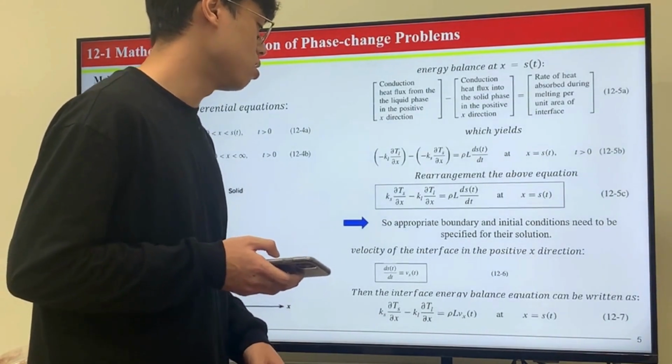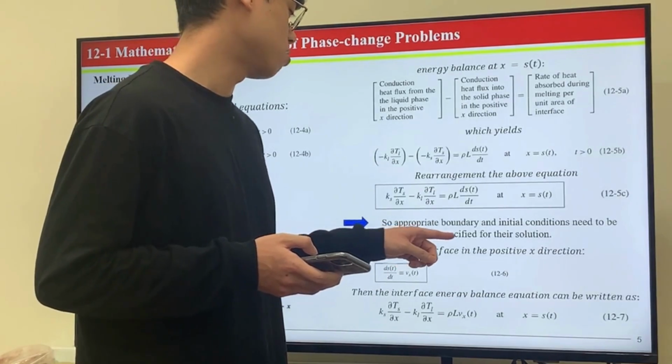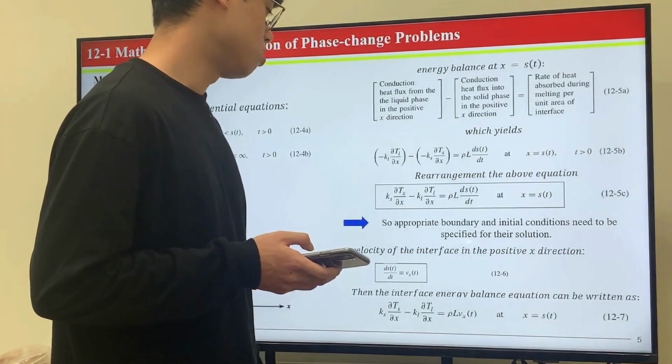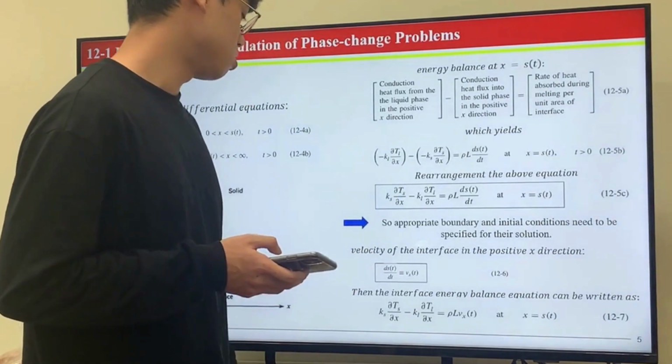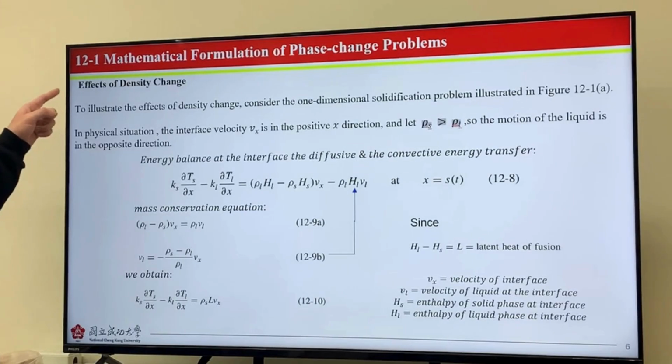So appropriate boundary and initial conditions need to be specified for their solution. The velocity of the interface in the positive x direction is given by these equations. Then the interface energy balance equation can be written as this one. And this one is the effects of density change.